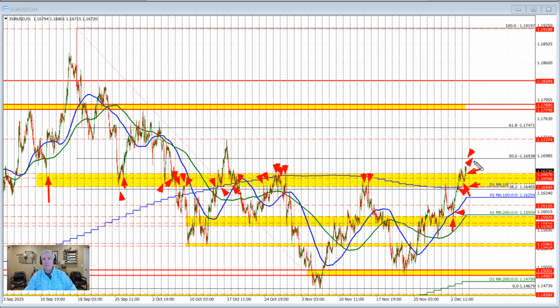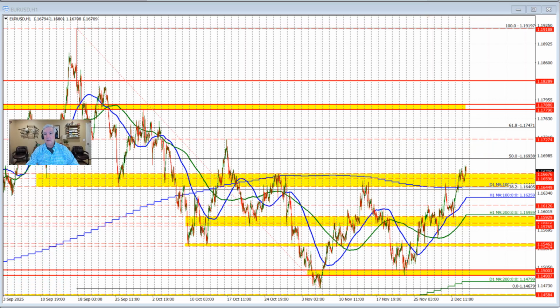Coming into today, the next target comes at 50%. And if we get above that level, then we're starting to look toward this high. That's the next target level at 1.7274. So that's my look at the euro versus US dollar today. I hope it helps you.